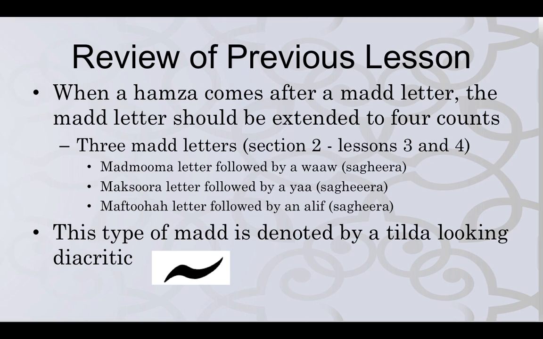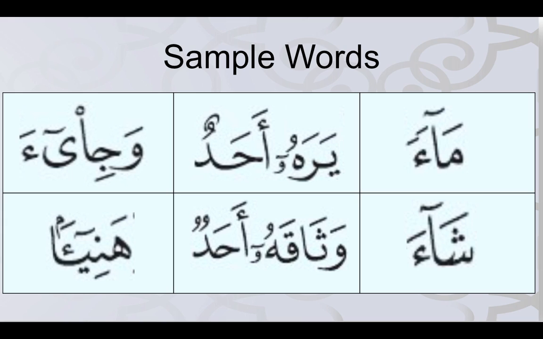If you want, you can go back to watch section 2, lesson 3 and 4. And this type of mud is denoted by a tilde-looking diacritic. And this is the tilde-looking diacritic that it's denoted by in the Quran. This is slightly bolder and larger. I zoomed in for your ease. This is what the mud looks like. So let's get into some of the examples, some sample words that we discussed for mud. I will quickly spell these out and pronounce these out. I won't go into details. If you want, you can watch the previous lesson, which is section 2, lesson 6.